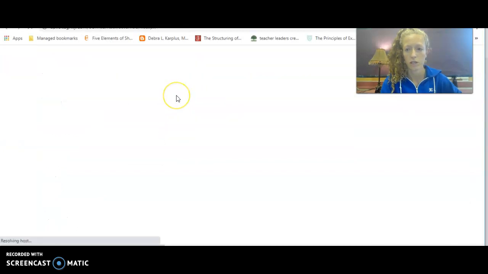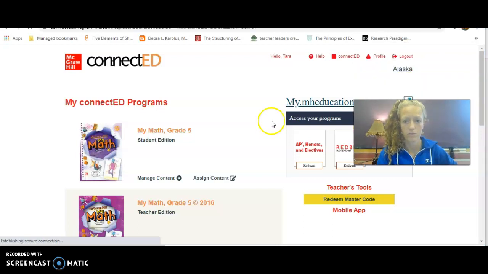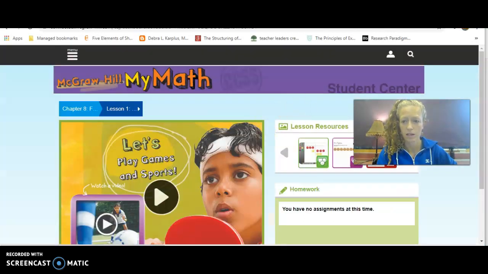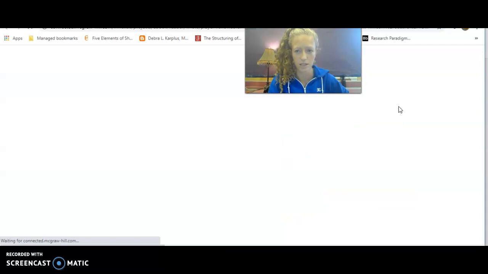Load in a new window. And it should look like this. You obviously won't have the teacher edition option. Go ahead and click on student edition. And here, I have to move my face around, here in the corner, you will see ebook. But first, make sure you're on chapter 8, lesson 1. That's where we want to be. We're looking good. Click on ebook.